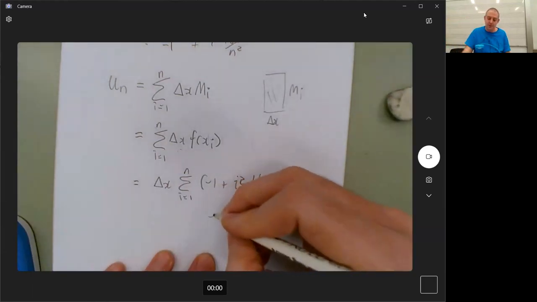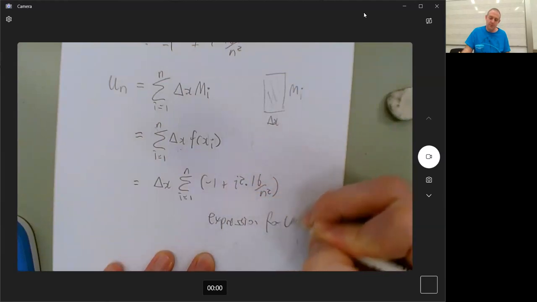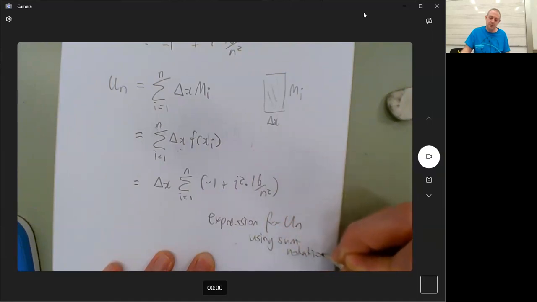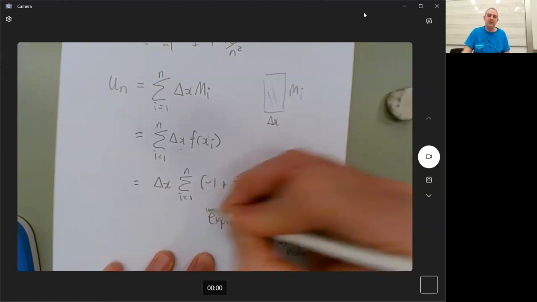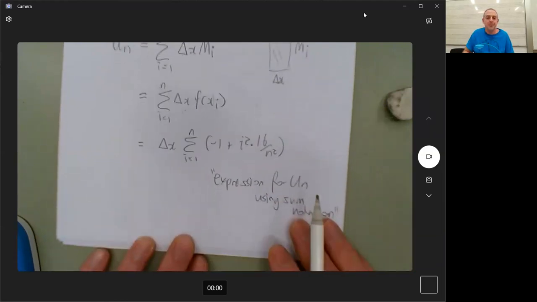This is an expression for Un using sum notation. And it's not like that's actually what the name of it is. This is just an ordinary description of what this is. If someone had to ask me, what is this? Okay, well, it's an expression for Un because everything's an expression and uses sum notation. So, yeah. Okay.